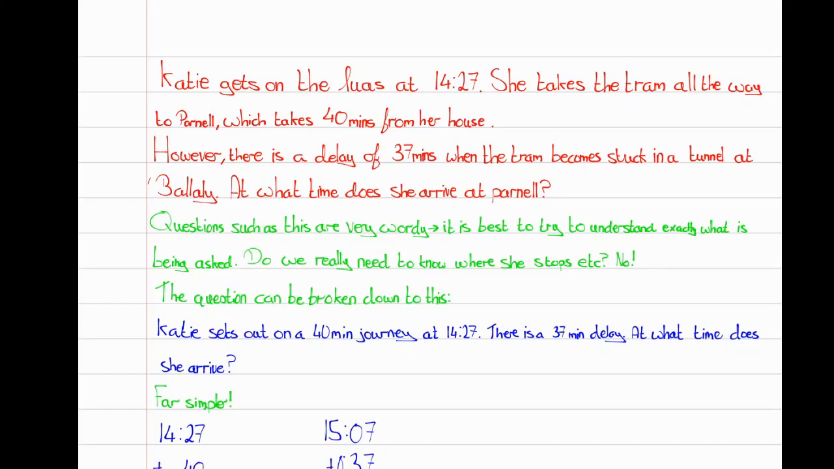So what are we trying to do? We're going to rewrite this. Doing that, this is what we have. She sets out on a 40-minute journey at 14:27. There's a 37-minute delay. When does she arrive?